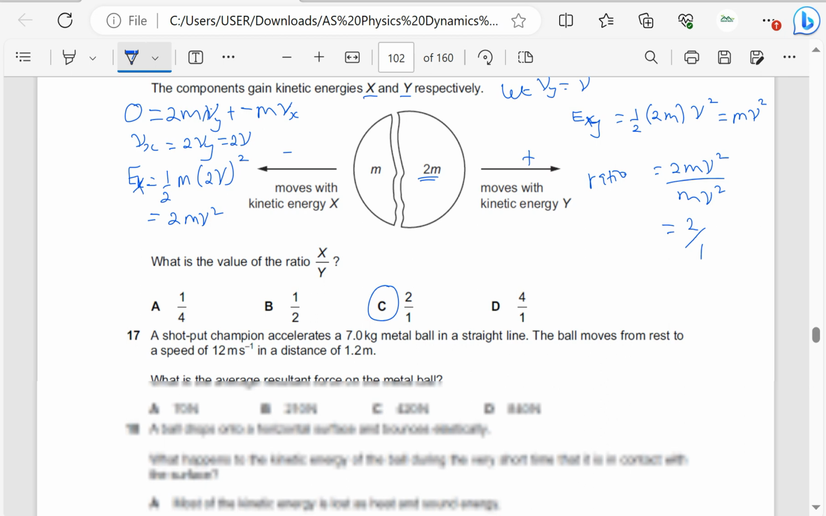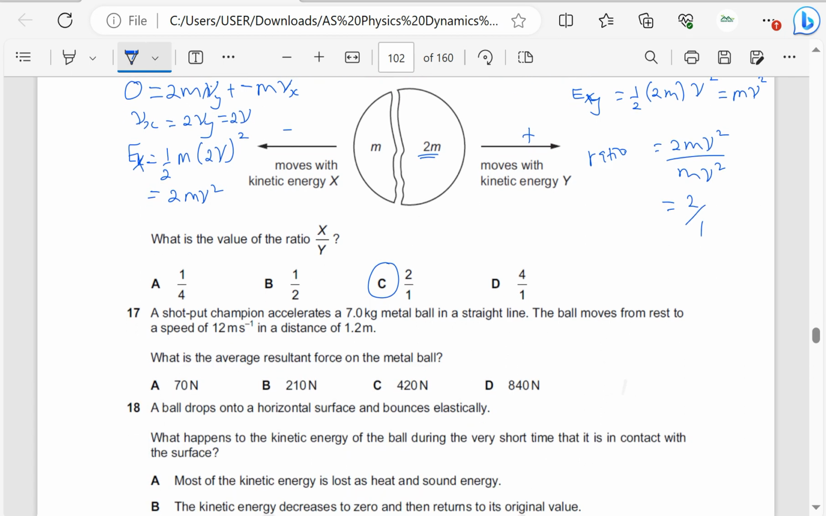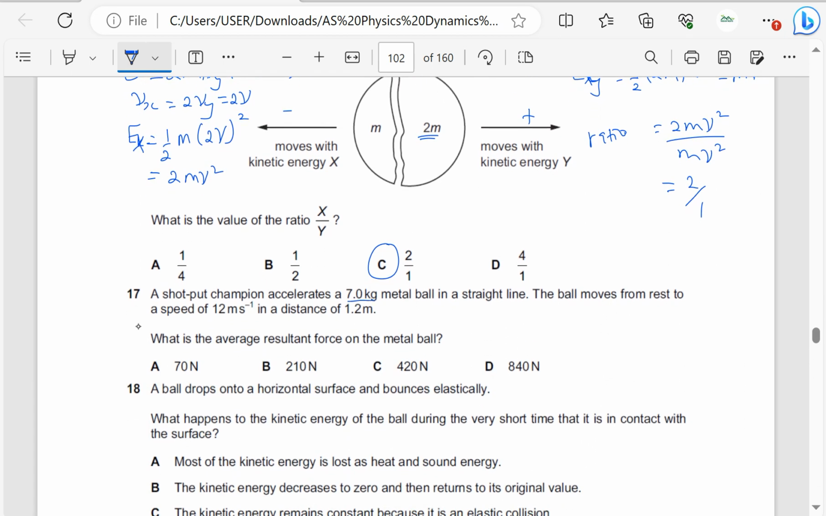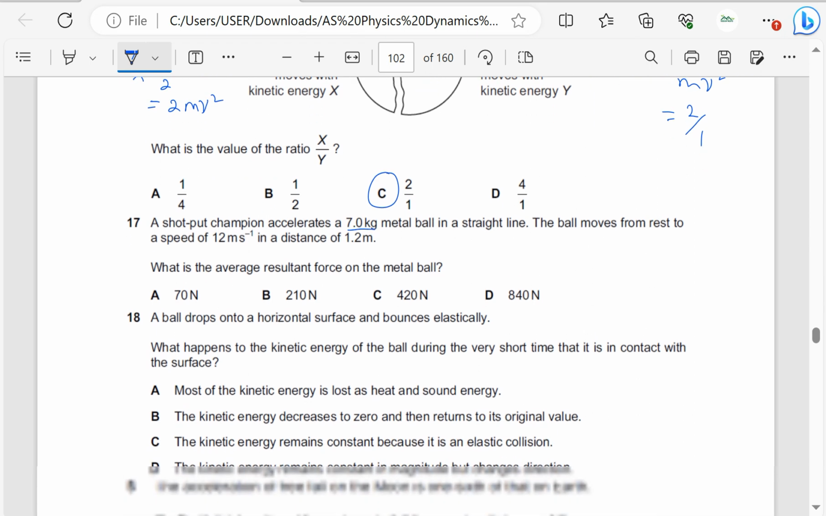A shot put champion accelerates a 7.0 kilogram metal ball in a straight line. The ball moves from rest, initial velocity 0, to a speed of 12 meters per second in a distance of 1.2 meters. Assuming the acceleration is constant, we shall use equations of motion. So what is the average resultant force on the metal ball? So let's first find the acceleration.